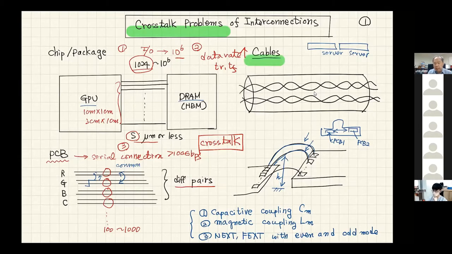In the case of cable, we have differential pair 1 and differential pair 2. Then again, we're going to have crosstalk between the differential pairs. These are the summary of interconnection crosstalk problems at the chip level, package level, PCB level, as well as system level.